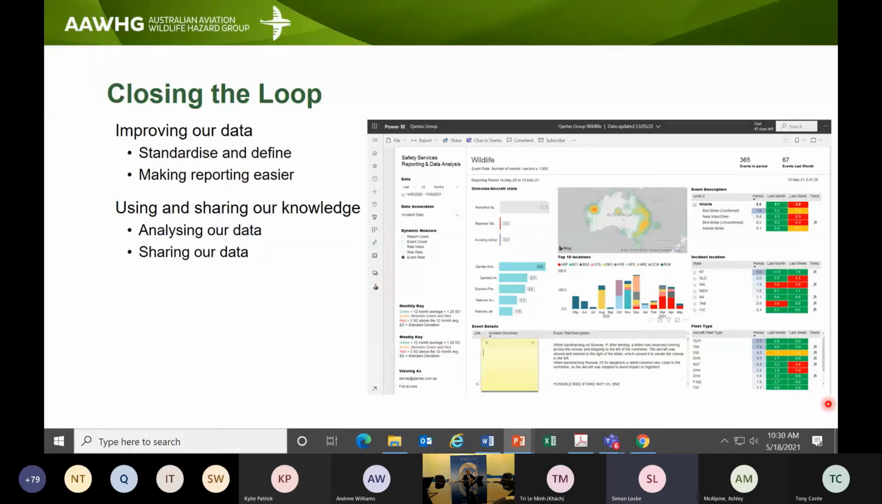To enable our view across all of our operators and to have a better understanding of what's happening with wildlife, we're turning to the AAWHG recommendations on how to track this data, and we're engaging across all of our group to standardise how we collect our data and looking at ways to share it in a more dynamic, real-time environment.